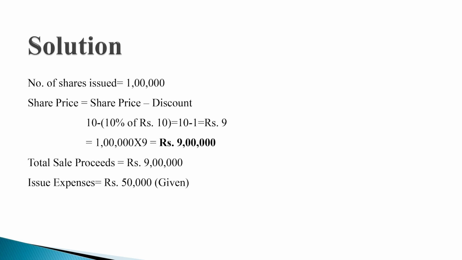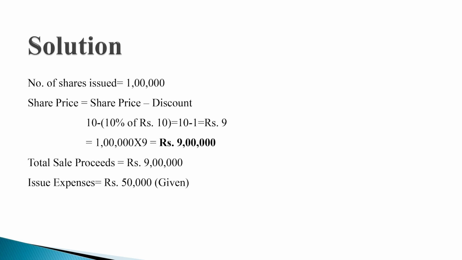Now into share price. The share price they are given, that is 10. So now take this 1 lakh into 10. But in this particular problem, they are given the share of rupees 10 at a discount of 10%. What we should do? First we have to deduct the discount. So share price is 10. On that 10, we have to take the 10%. Then it is equal to 1. Now 10 minus 1, it is equal to rupees 9. So we calculated the share price, and the number of shares issued is 1 lakh. Then multiplied, 1 lakh into 9, it is equal to rupees 9 lakh. Now the total sale proceeds is equal to 9 lakh.